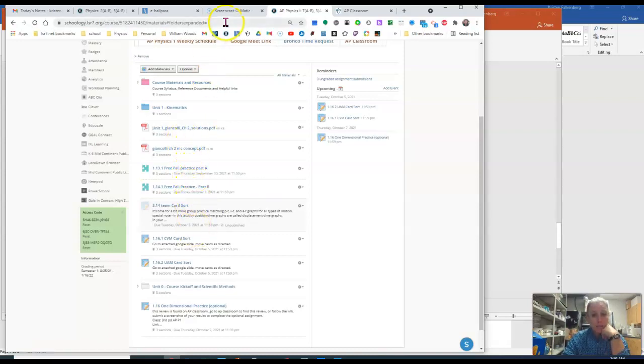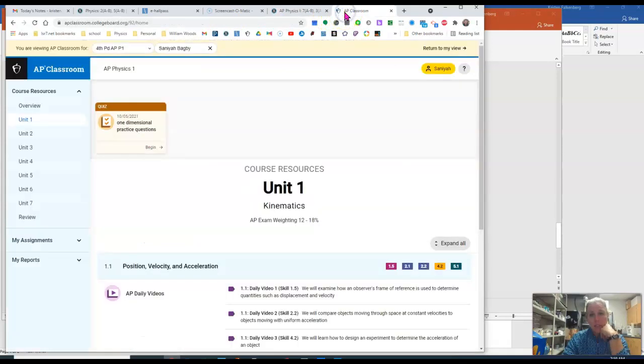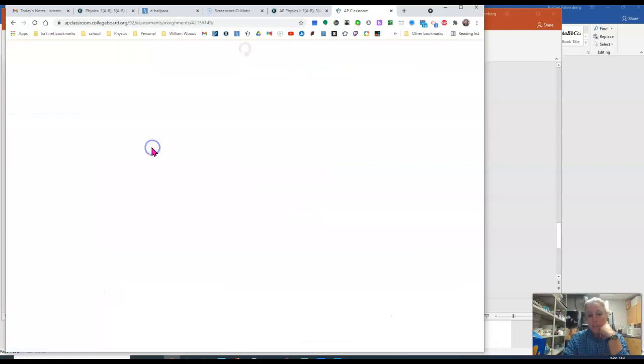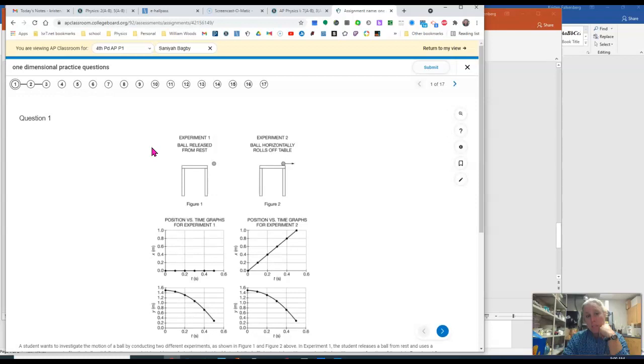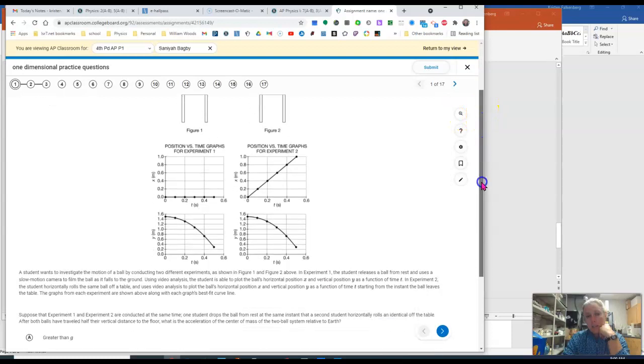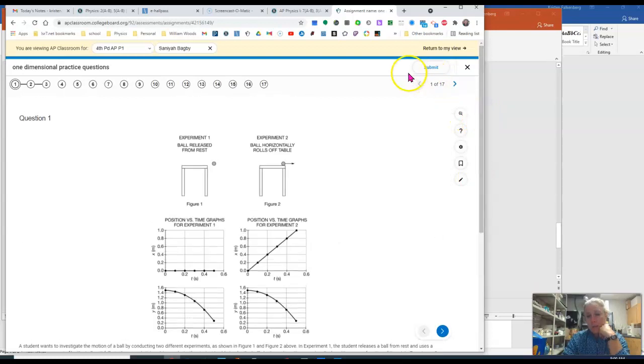Aside from that, let me go to AP Classroom. I actually have this opened up to your view, right? I can do a student view, and what you'll see is one-dimensional practice questions, and so you can begin those and see how you do. Okay, a lot of these are going to be velocity time graphs and interpreting these velocity time graphs. Just kind of work through those questions if you want. That's a place that you can have review.